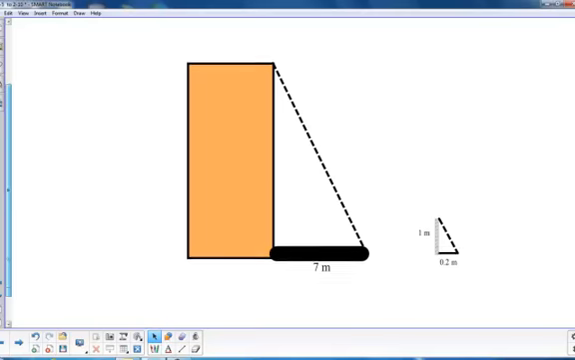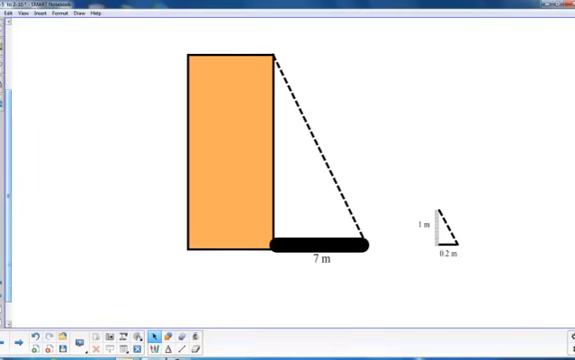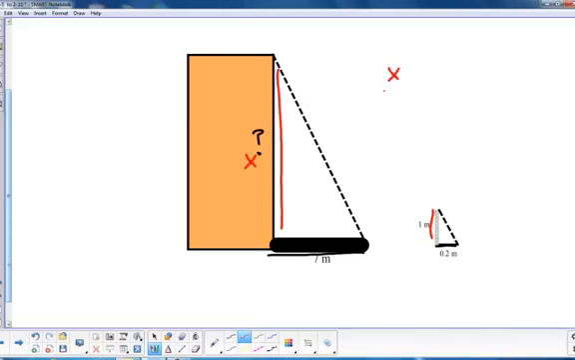All right, this says similar corresponding. So I want to know what the height would be right here. This is my question, because I have this side, which corresponds to this side. Therefore, this side would correspond to this side. So I know that if I make that an x, x over 7, this proportion, would have to be equal to this proportion, 1 over 0.2.